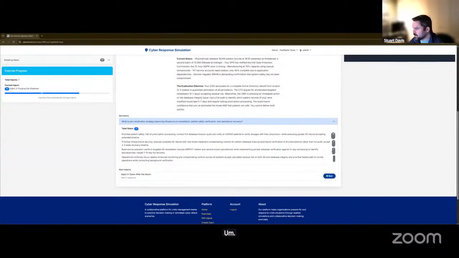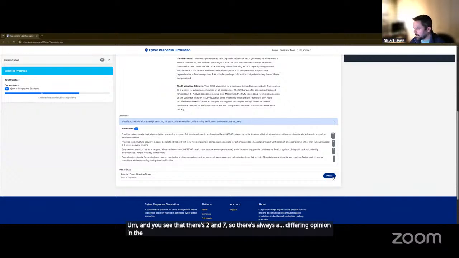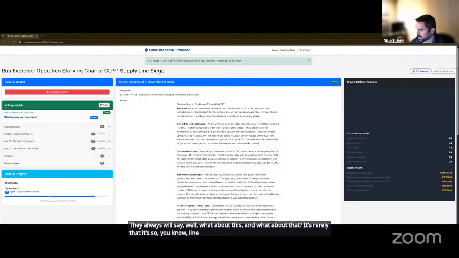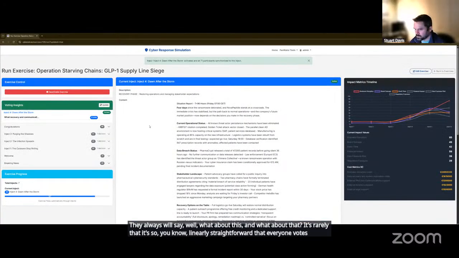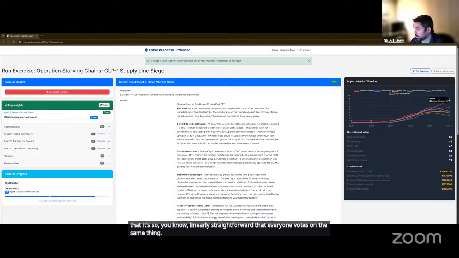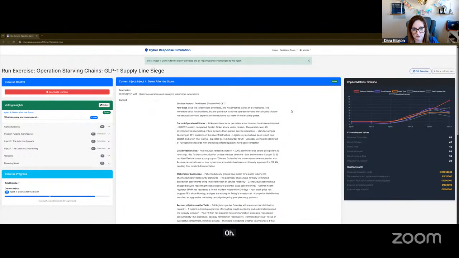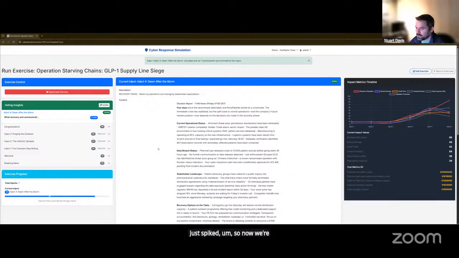And you see that there's 2 and 7, so there's always a differing opinion in the room, and you need that because these are your leaders. They always will say, well, what about this and what about that? It's rarely so linearly straightforward that everyone votes on the same thing. But we've taken a fair bit of a whack here at business disruption. Ooh. Just spiked. So now we're in a not so good place.